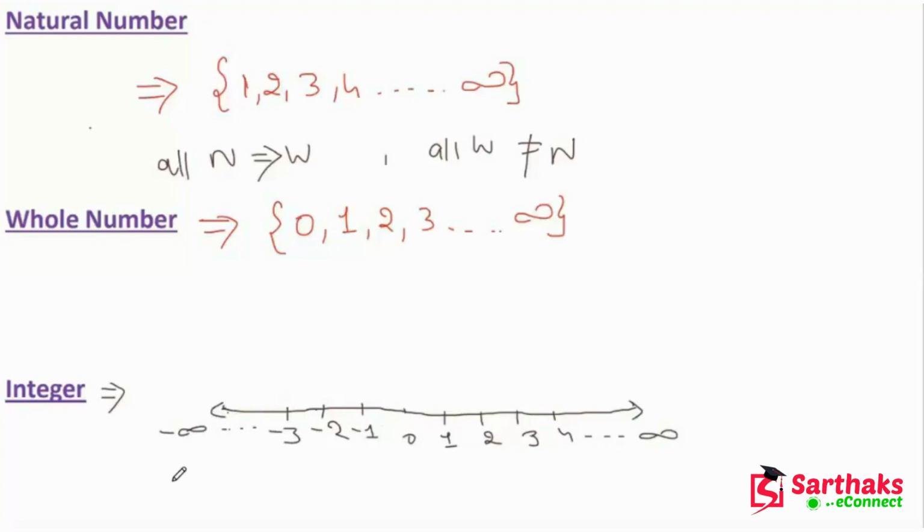Now integers are also divided into three parts. What parts? Yes, this is our positive integers, and this is our negative integers, and this is zero. So positive integers, negative integers, and zero. I hope you got this point.